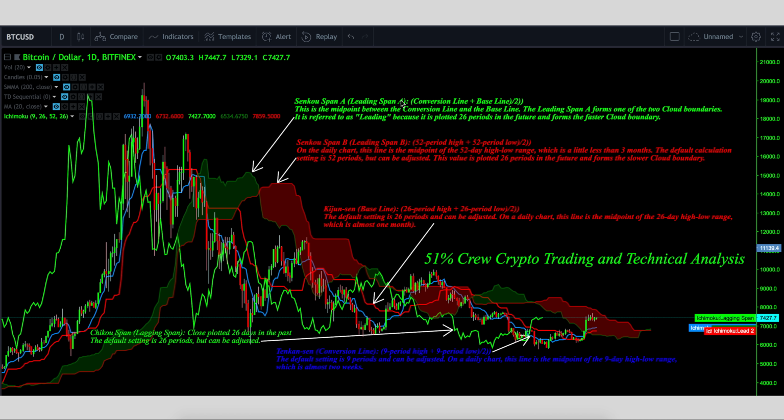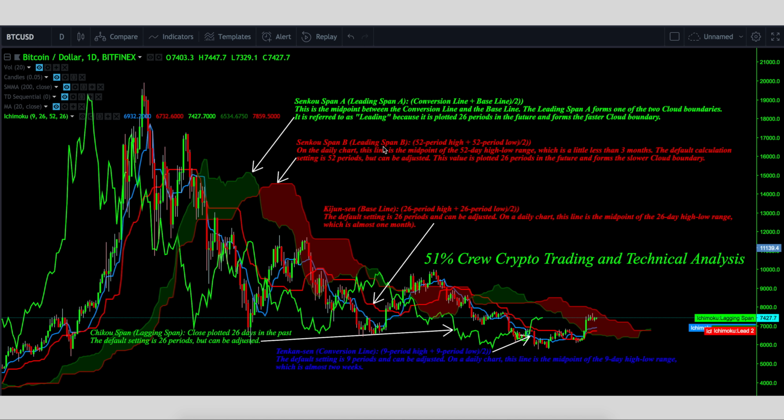So we have leading span A here. The reason it's called leading span is because it's plotted 26 periods in the future and forms the faster cloud boundary. Okay, so this is in reference to this green line right here. And don't get this confused with the other green line. Remember, the leading span A is the green line that forms the cloud boundary. This can be either on the top or the bottom of the cloud, depending on whether it's bullish or bearish. So our leading span A, green line, forms a cloud boundary.